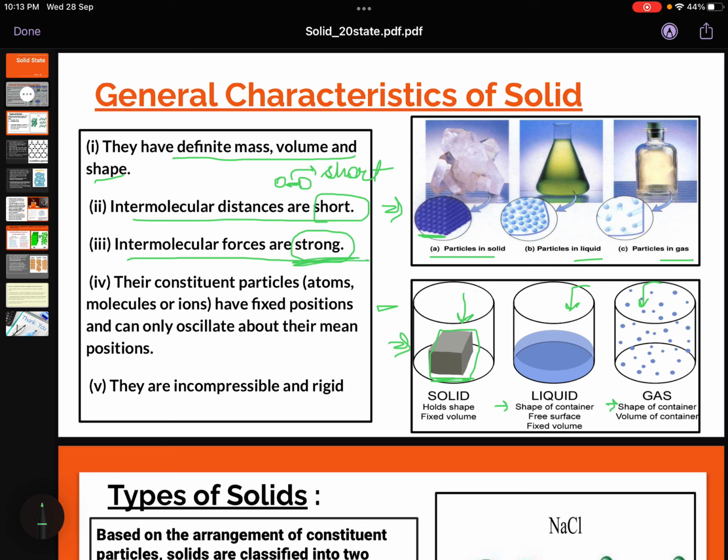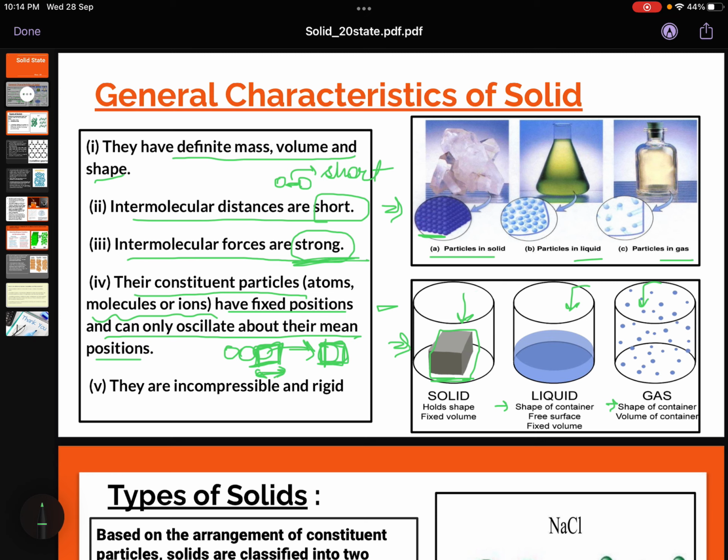Now the next point is their constituent particles have fixed positions and they can oscillate about their mean positions. Okay, so constituent particles means the particles which form a solid. They can be atoms, they can be molecules, or they can be ions. Now, they have fixed positions, they will not change their position. Suppose this is a solid, this is any molecule, it will not change its position, okay? It will keep on oscillating about its mean position only.